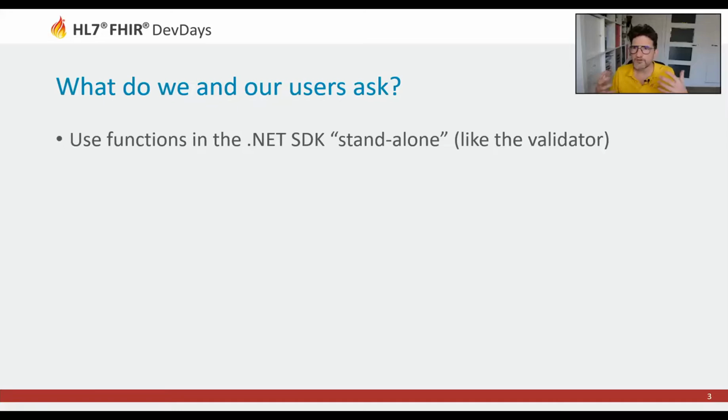A very common question is, this functionality exists in the .NET SDK, but can I use that standalone? The validator is a good example. It is there in an assembly, it is there in a NuGet package, it's packaged in Firely Server, but if you want to use it standalone, you either have to use a full Firely Server installation or write a wrapper around the validator yourself. Writing a smart wrapper that can be scalable is the kind of thing that we like to do for our users.